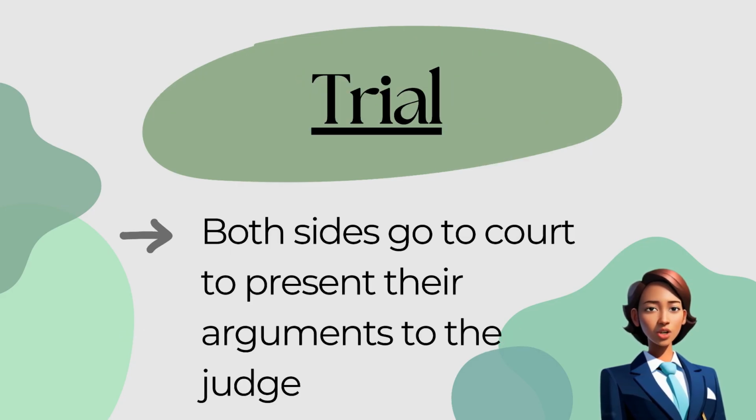If you can't reach an agreement after these steps, the case goes to trial. During trial, you'll go to court, where both sides will have a chance to present their arguments and evidence to the judge. The judge will make the final decision if there is no agreement.